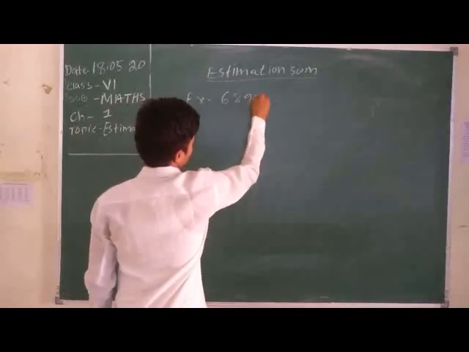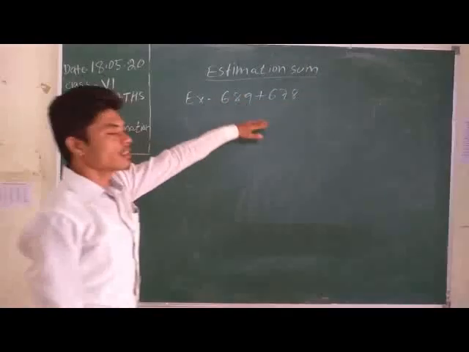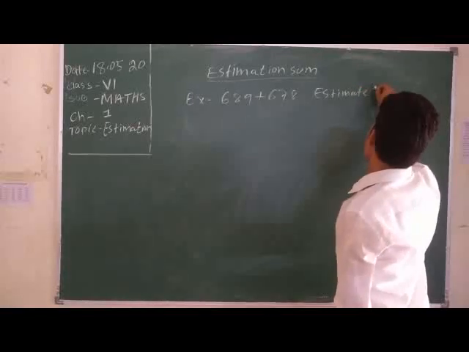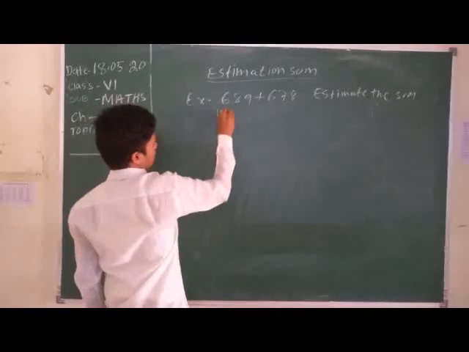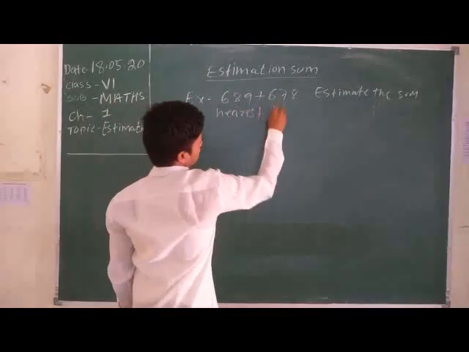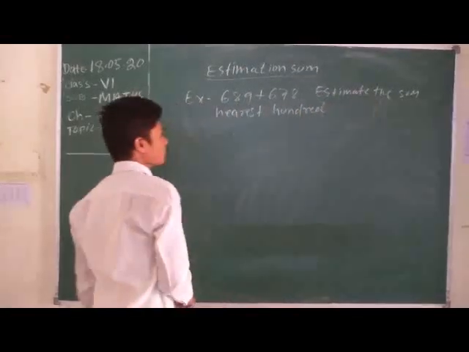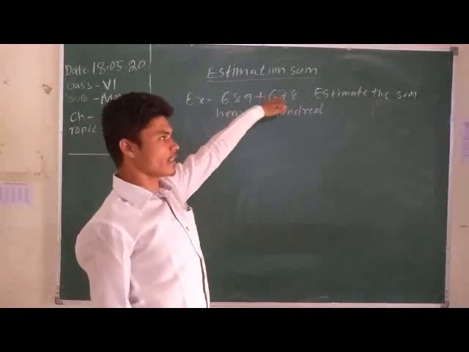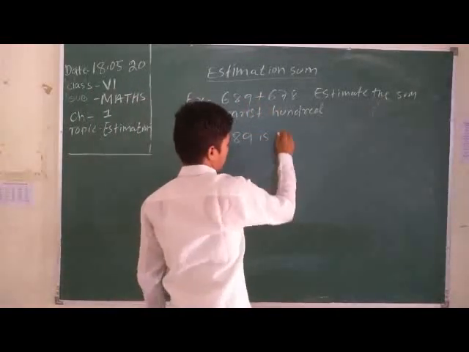689 plus 678. Example: estimate the sum. Estimate the sum to the nearest what? Nearest 100. Estimate the sum to the nearest 100. First round off the addends to the nearest 100, then find the sum. Then 689 is rounded off.